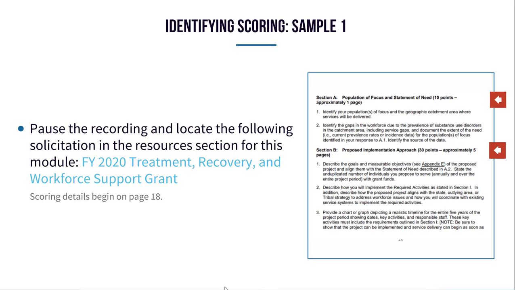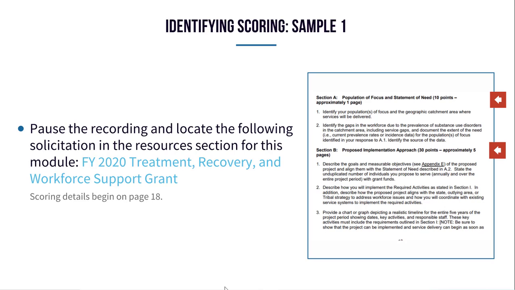So in the resource section, I have given you samples of two previous FOAs from the FY 2020 season that I'd like you to pull out for the next couple of slides. So you may want to pause the recording if you didn't pull them out in advance. And we're going to look first at the scoring that was associated with the FY 2020 Treatment, Recovery, and Workforce Support Grant. And if you look on page 18, that is where it begins telling you the questions you have to answer, but also how many points are associated with that particular section of questions.